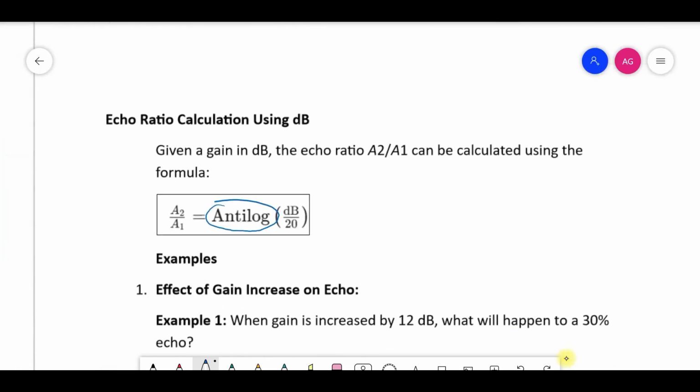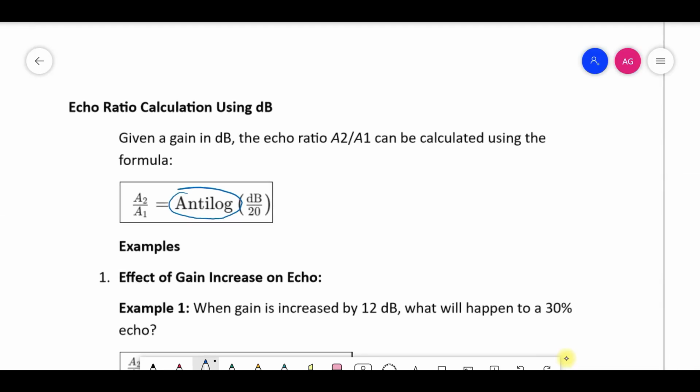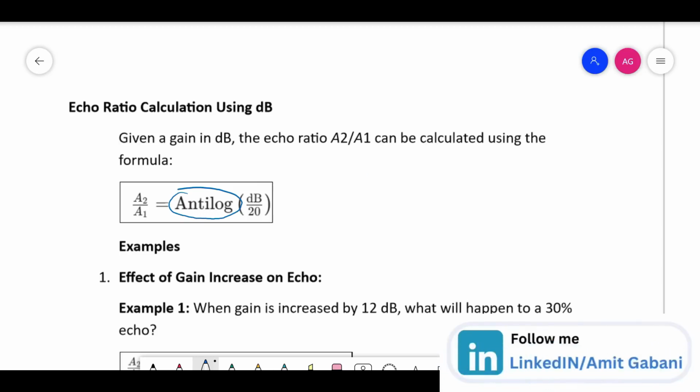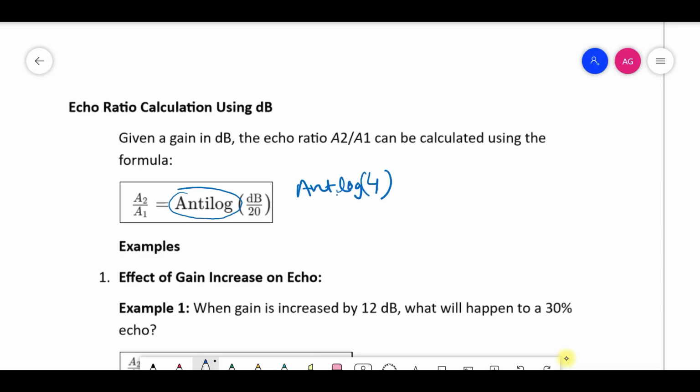All the calculators also have antilog, but people face problem in how antilog works, and sometimes even while searching for it in the calculator. Then how antilog works, you should know. Like if there is anything, you have to take its antilog, so it is 10 raised to that, like this, right? So suppose you have to take the antilog of 4. Suppose you have to take it like this.